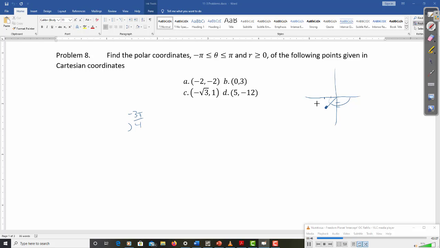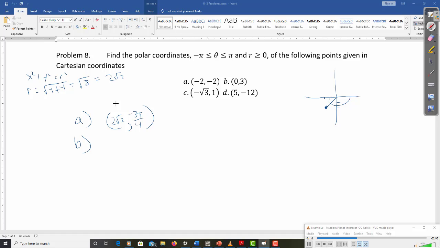And then the radius, well, you just do the math. You know, x squared plus y squared is r squared. So r is the square root of, let's see, 4 plus 4. So that's the square root of 8. So that is 2 root 2. So that's A.